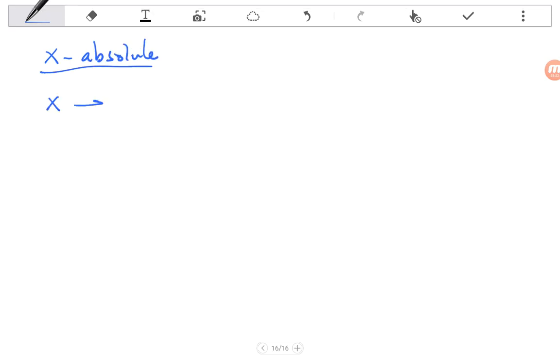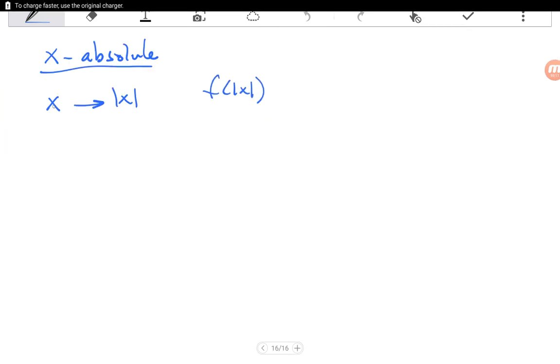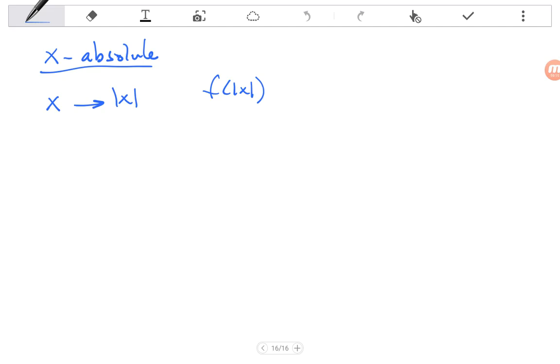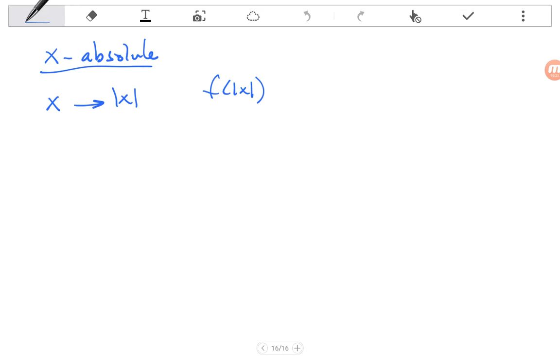It happens when I replace every x with absolute x. If I replace every x with absolute x, it is called f of absolute x. In the previous transformation, the whole function was inside the absolute. No, in this case, I will just replace every x with absolute x. So what would that transformation mean graphically? Now pay attention to this transformation.